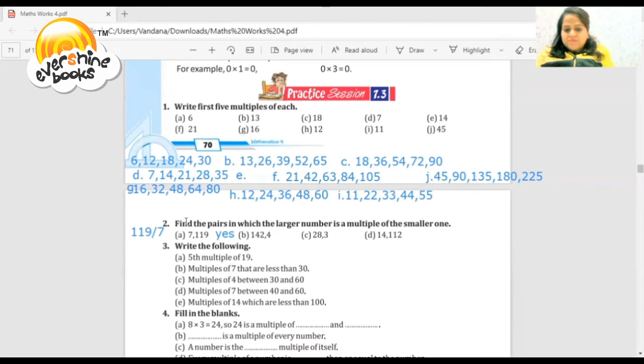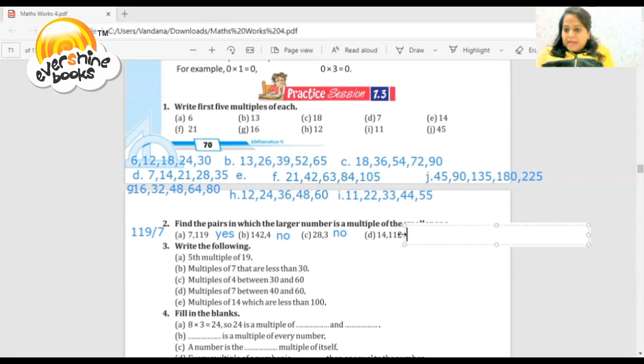Okay. These are the correct pairs. And now your answer is no. These are not the pairs because 142 is not divisible by number 4. And this is 28 and 3. 28 is your dividend and 3 is your divisor. So your answer is no. These both numbers are not a pair.